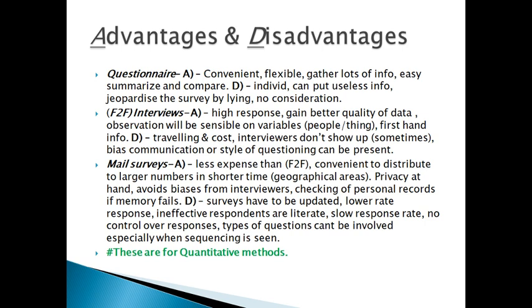That can have a really bad effect on the survey. And the slow response rate: internet can give trouble, and things can't go as planned. And no control over responses, so the researcher cannot control how anybody answers, and that's a really bad disadvantage because some people like to ratchet. Now there are types of questions that can't be involved, especially when sequencing is needed, so hard luck there.